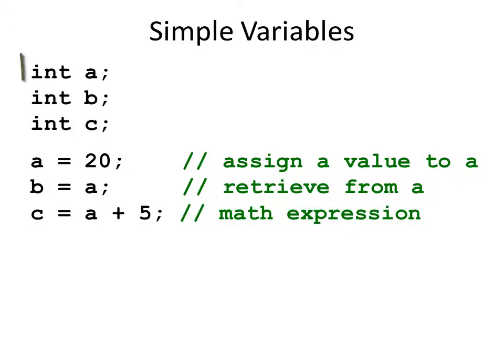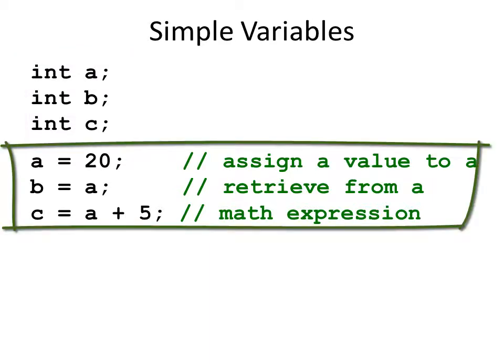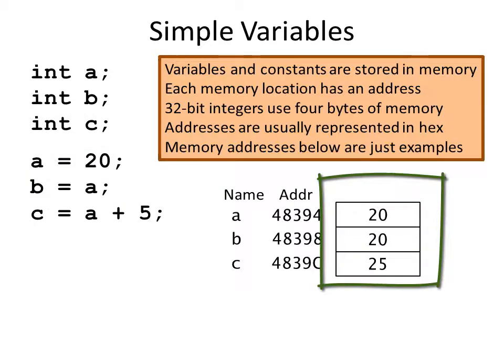Here's some stuff on simple variables. I have three variables here, a, b, and c. I'll start off and assign 20 to the variable a. Then I'll say b equals a, so that 20 is going to be copied into b. c equals a plus 5. Now I'm doing a little bit of math. Here's a math expression, so I'm taking the contents of a, which is 20, adding 5, and storing it in c.